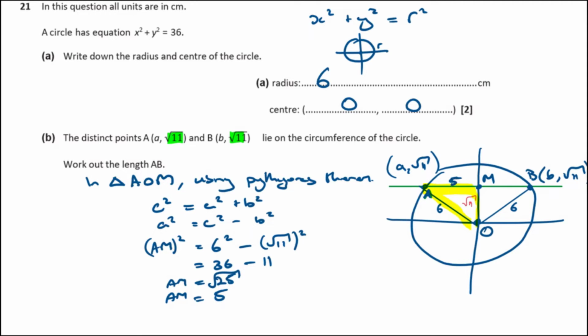Okay, so that one's 5. So this one is also going to be 5. So that means that AB is going to be 2 lots of 5 then, isn't it? So therefore AB is going to be 2 lots of 5, which is 10. Presumably centimetres, because it says all in centimetres. Okay, so AB is 10 centimetres.